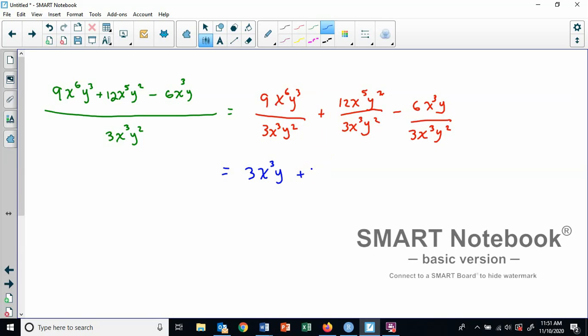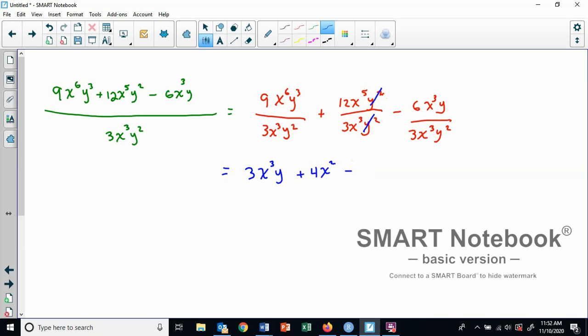12 divided by 3 is 4. X to the 5th divided by x to the 3rd. It'd be x to the 5 minus 3, which is x squared. Y squared divided by y squared. Those are gone, right? Okay. Bring down our minus sign.